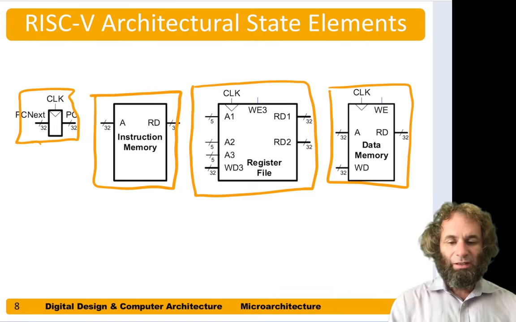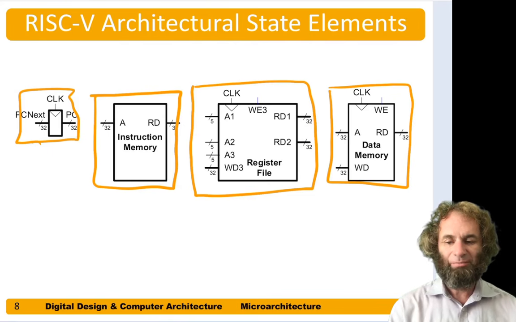So in the upcoming sections, we will connect this architectural state together with things like arithmetic logic units to do operations on the registers, and multiplexers to select the desired result, and put that together to build our data path, and then we'll make a controller that asserts the control signals to the data path at the right time.